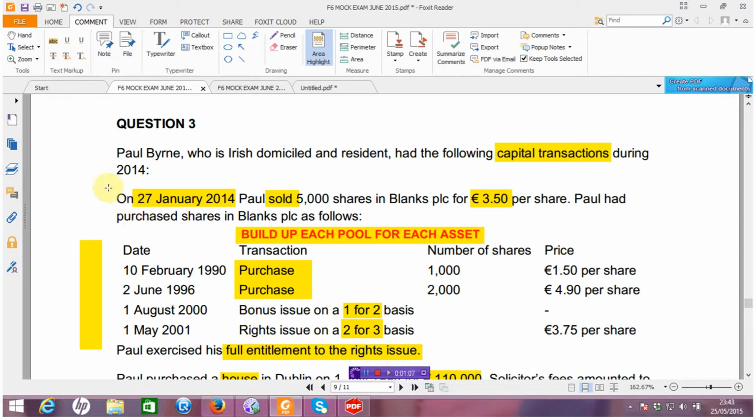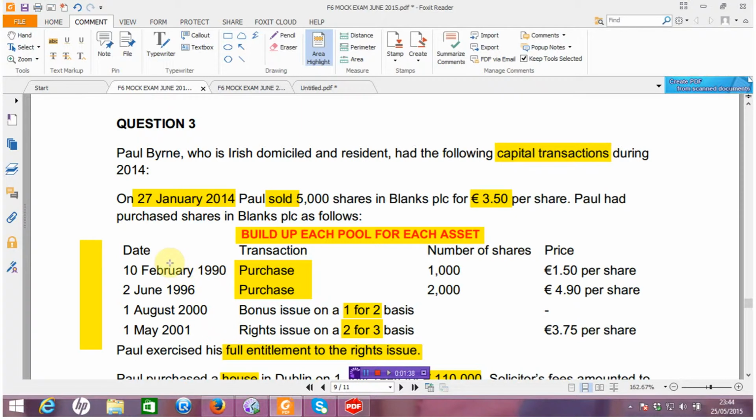So in this first area with the shares, formatting is absolutely key, and you'll see when we look at the answer, we're using a specific format with a set of columns. It's very important that you realize that where an individual has shares, each purchase is going to have its own pool, and getting that format right for each pool and working through the bonus and the rights issue for each purchase is where you can pick up quite a lot of marks.